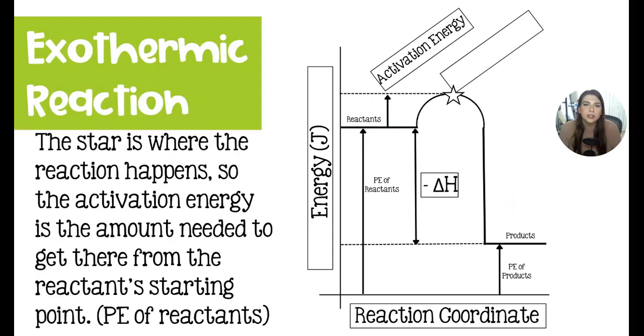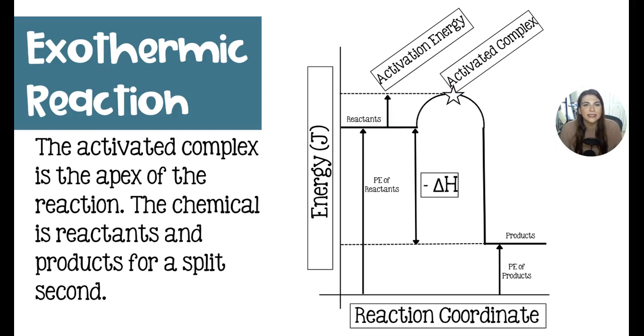The star on this potential energy diagram is where the reaction is actually taking place, and that is the point where reactants are converting into products. It is a very high energy state. We call it the activated complex, but the amount of energy needed to get us from the reactants to the reaction actually happening is called the activation energy. Again, that activated complex is the apex of the reaction. That's where we're going to have the highest energy state.